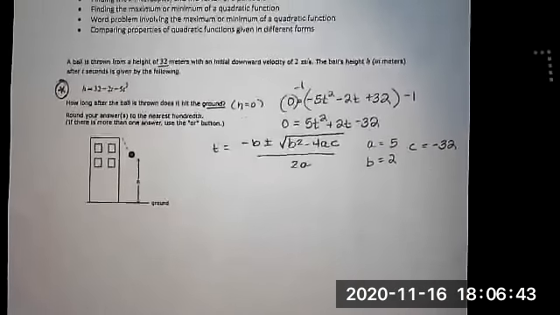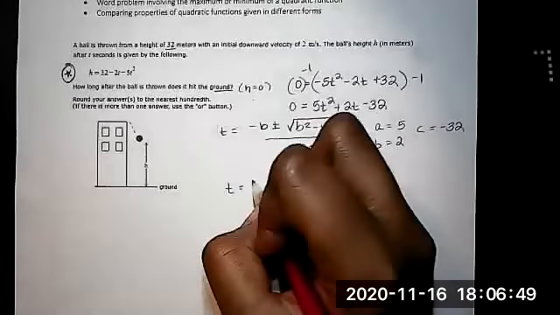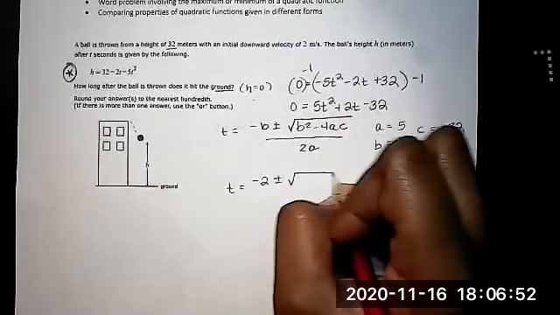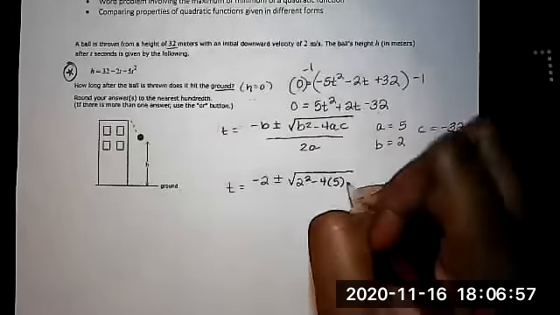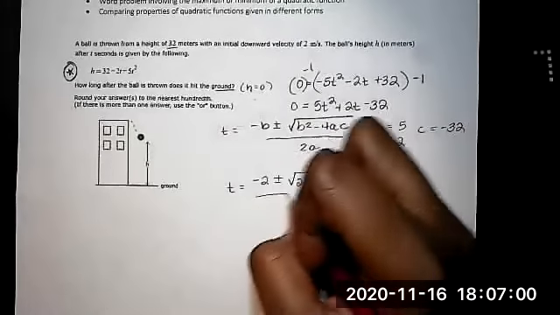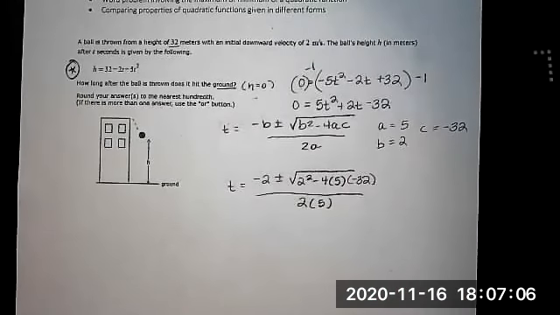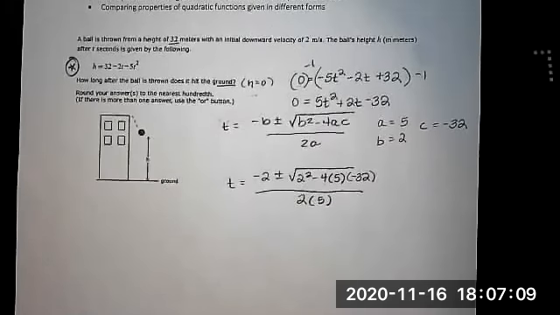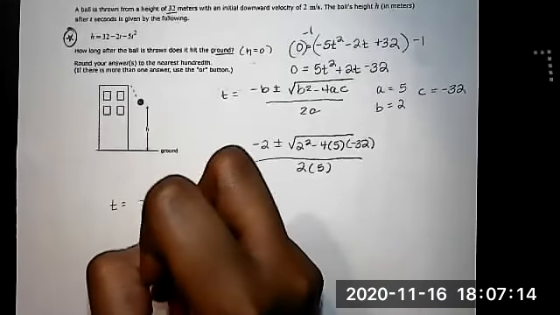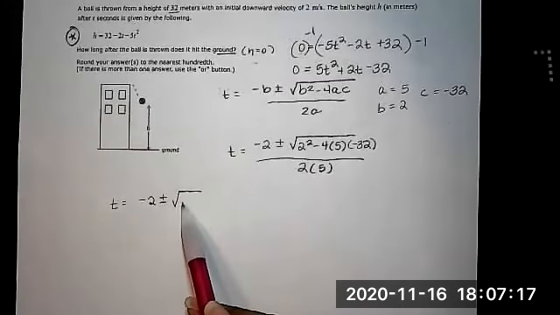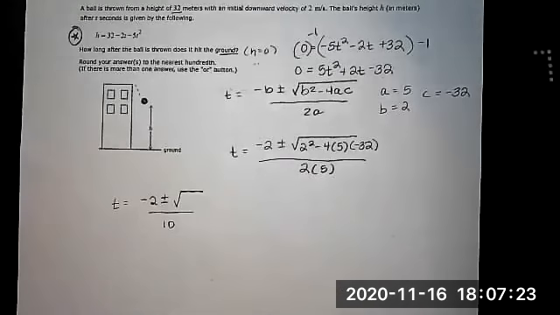Good, so now let's substitute. In this case, t equals negative b, which is negative 2, plus or minus the square root of b squared, which is 2 squared, minus 4 times 5 times negative 32, which is c, all over 2 times a, which is 2 times 5. To make this easier, it's negative 2 plus or minus a solid number over, go ahead and multiply 2 times 5, which is 10.